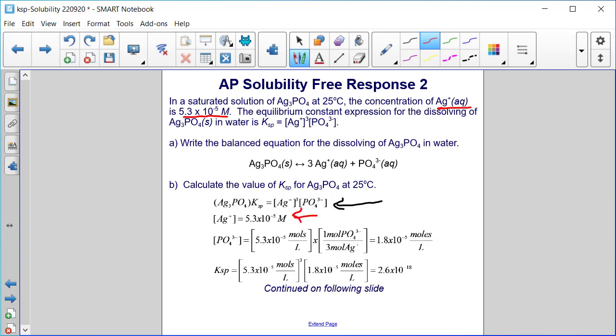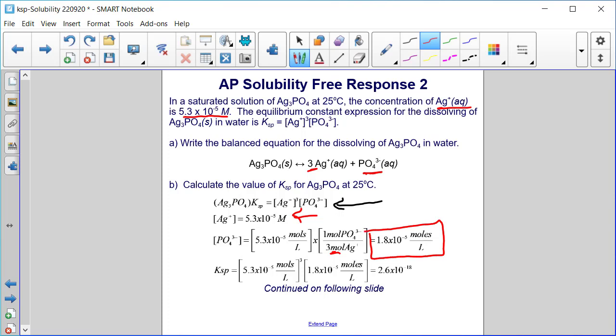And we can use what we know here about the dissolution of the silver phosphate in water to help us find the phosphate ion concentration. So for every 1 phosphate ion, there are 3 silver ions. So the phosphate ion concentration then is 1/3 the silver ion concentration. So 5.3 times 10 to the minus 5 moles of silver per liter times 1 mole of phosphate per 3 moles of silver gives us 1.8 times 10 to the minus 5 molar phosphate ion.